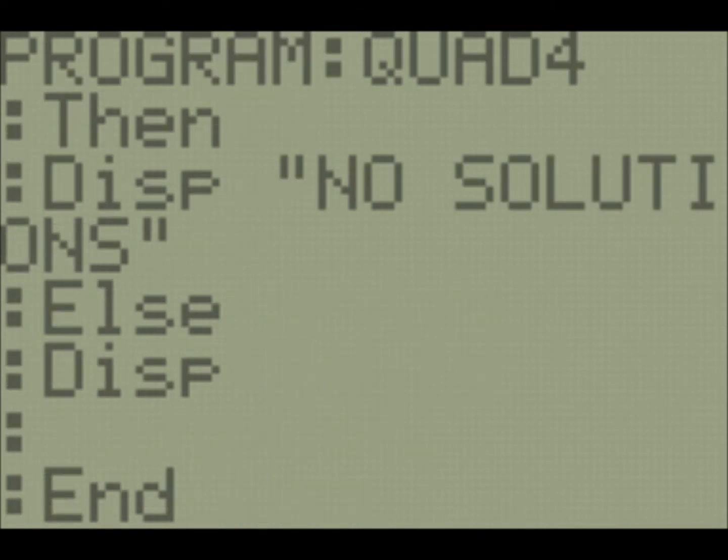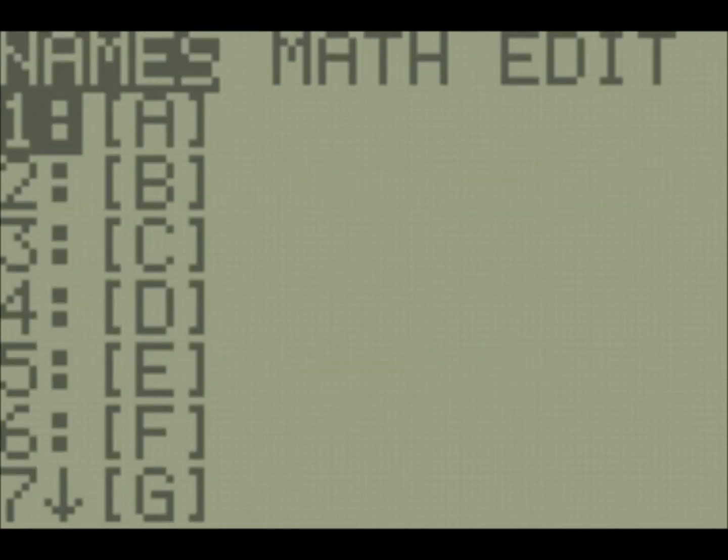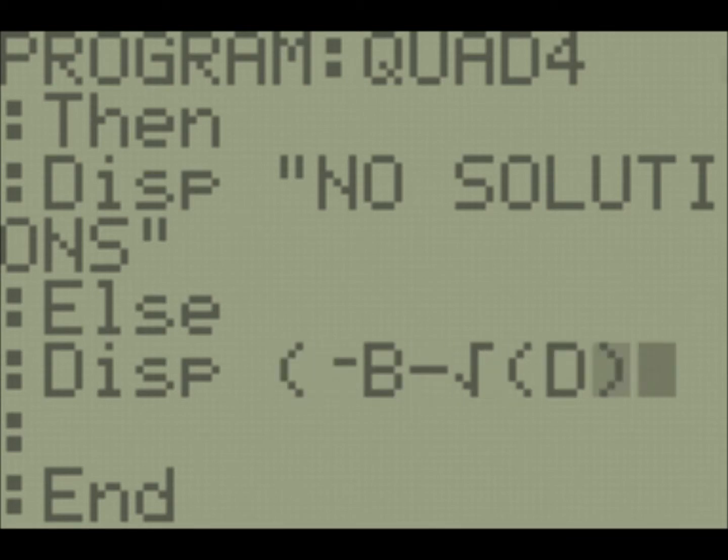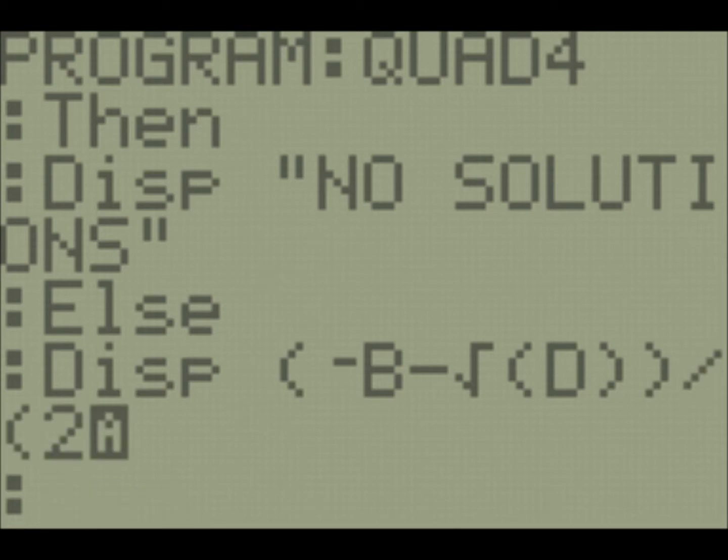So it's going to be negative b, and the first one is going to be, well, the order doesn't really matter, but we're going to say the first one is negative b minus the square root of the discriminant. And then we want to divide this whole thing, so I'll wrap it in some parentheses. I'm going to divide the whole thing by 2a, and we'll have to wrap this in parentheses as well.